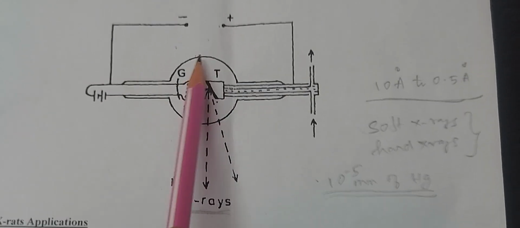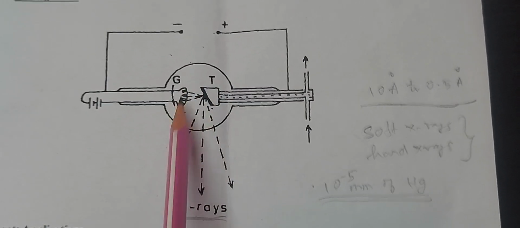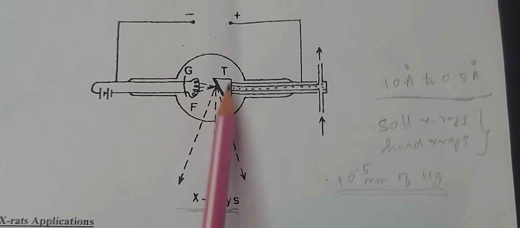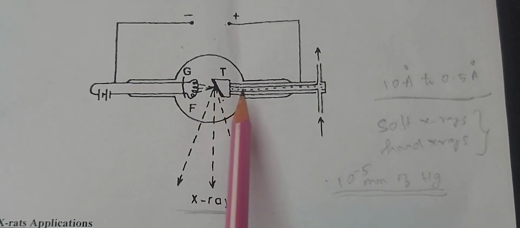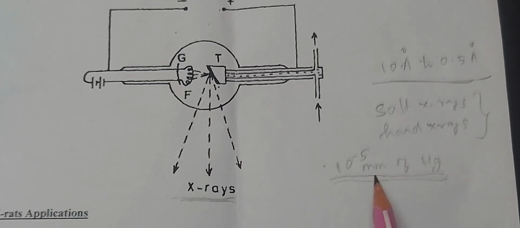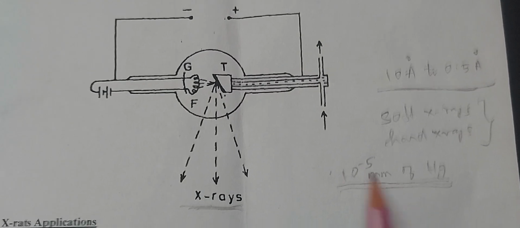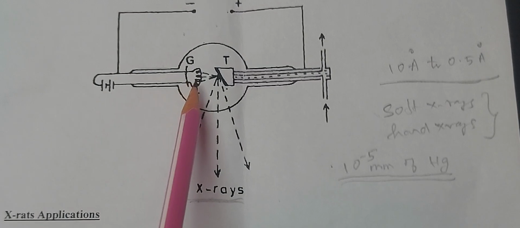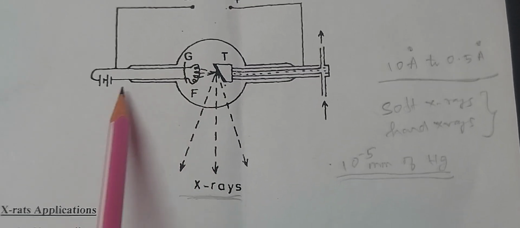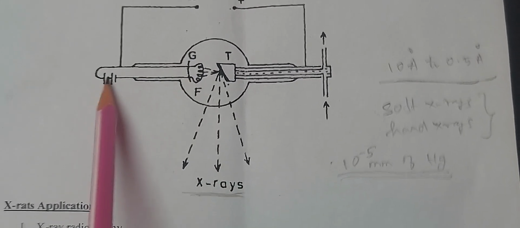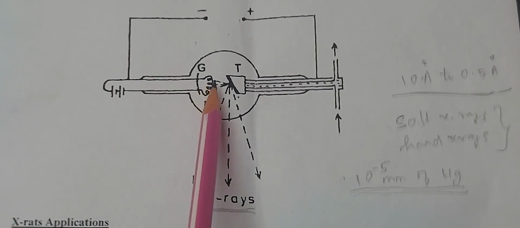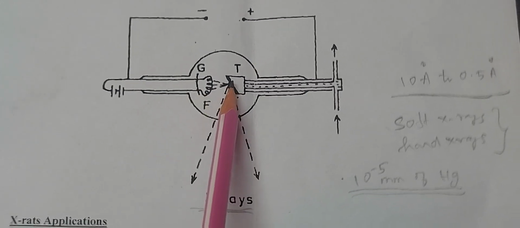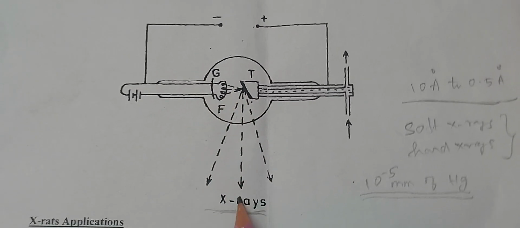Here there is a glass tube. This glass tube is kept under vacuum. Vacuum means nothing; it is in the order of 10 to the power of minus 5 mm of mercury. Here the electrons are produced by using the DC power supply. They are called thermionic electrons because the electrons are produced due to heat. These electrons are emitted and move towards the target. It will produce the X-rays.